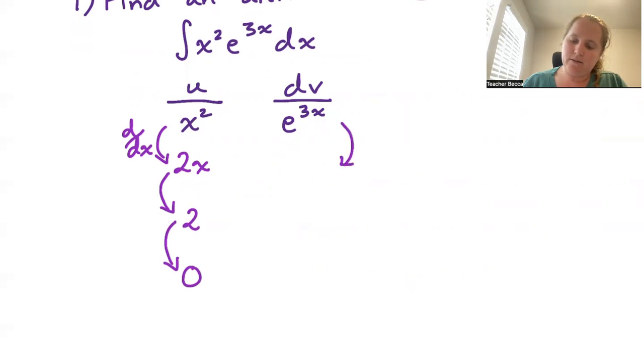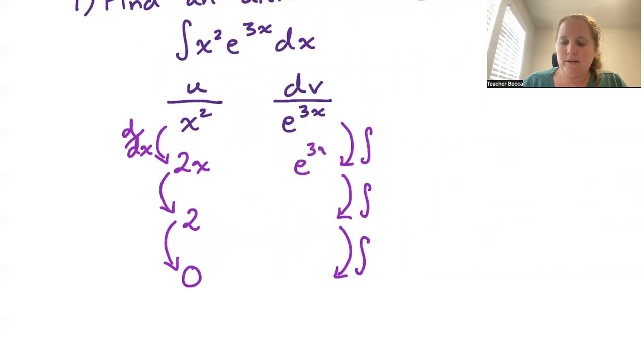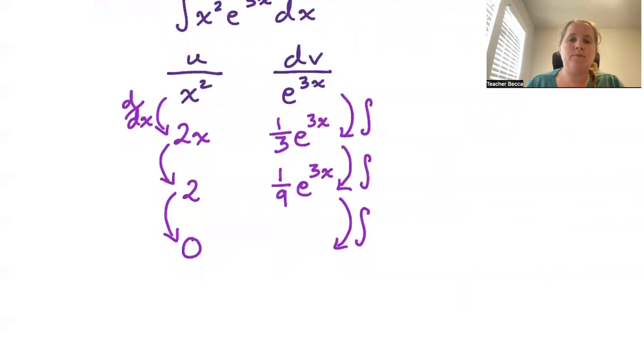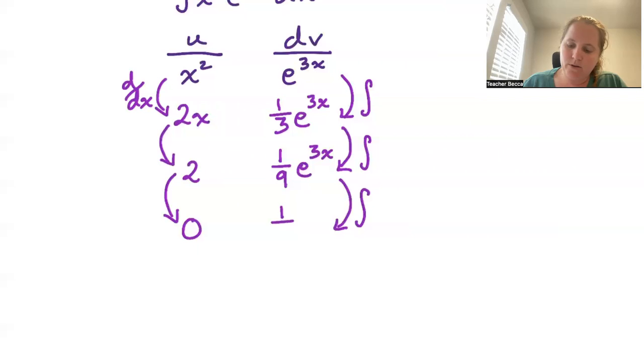Integrating down the right. So that first integral, e to the 3x, we keep the e to the 3x, and then to undo the effects of the chain rule, we will divide by 3. Again, you could do u substitution, set u equal to 3x. You will get 1/3 e to the 3x. Integrating again, we divide by another 3. We wind up with 1/9 e to the 3x. Integrating one more time to match that 0, we would have 1/27 e to the 3x.